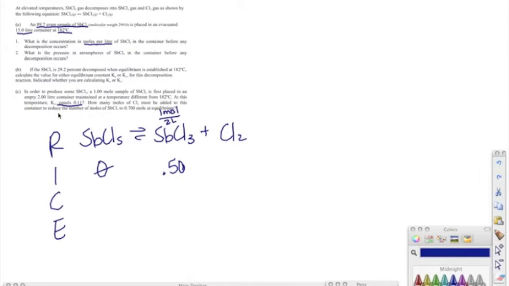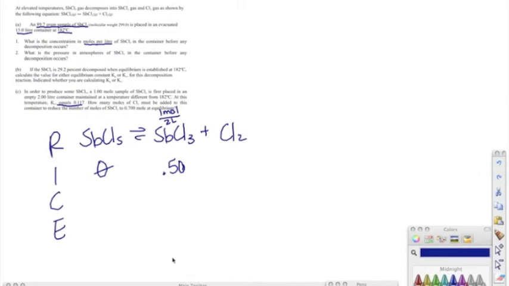Now they said at the end, they want to know how much Cl2 must be added to this container so that the SbCl3 final amount is 0.7 moles. But again, this is moles. We don't put moles in our RICE tables. We only put concentrations or pressures. So we need to put a concentration.